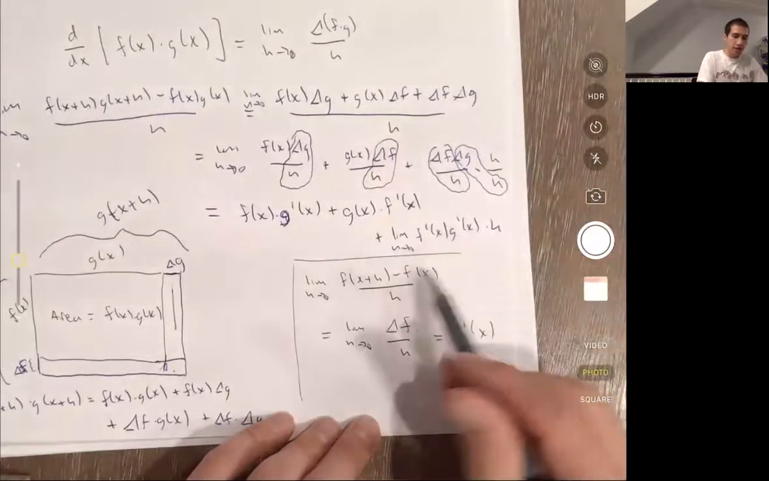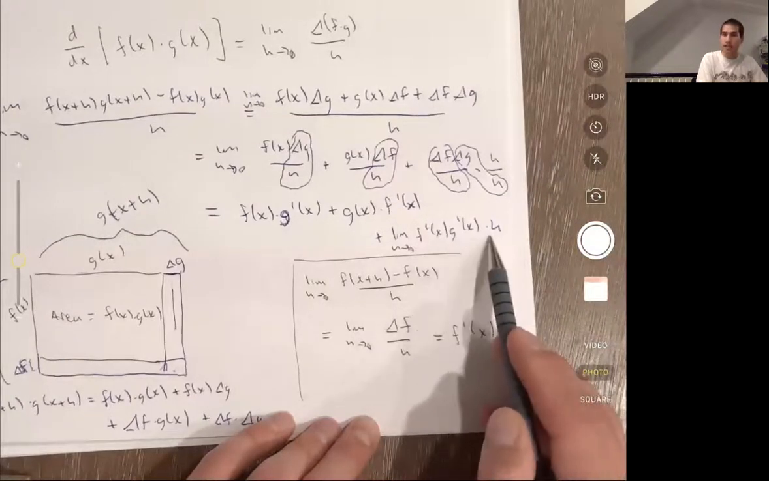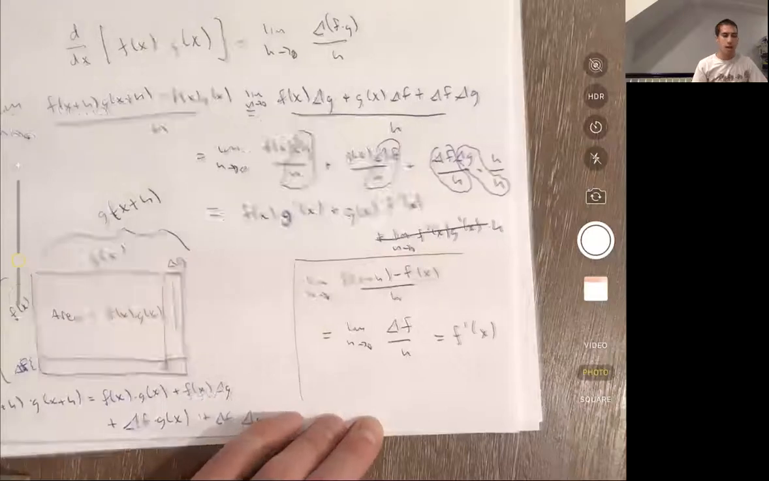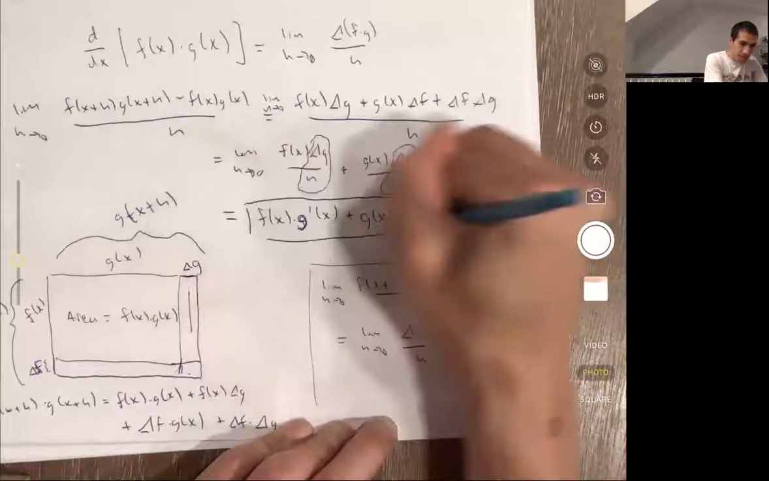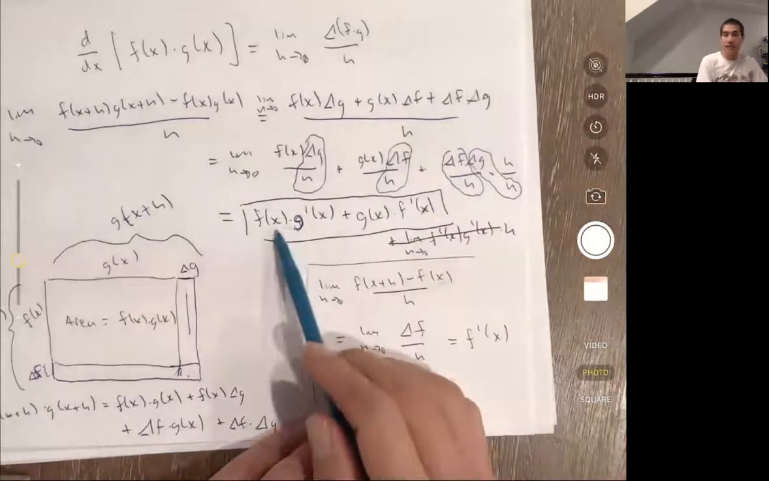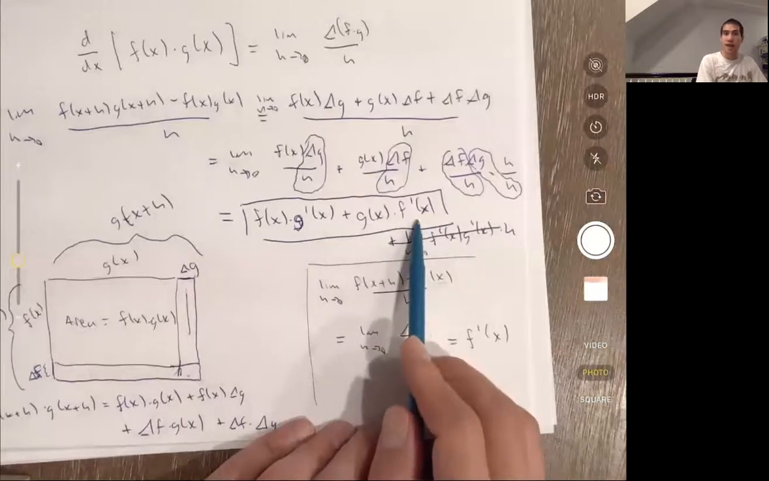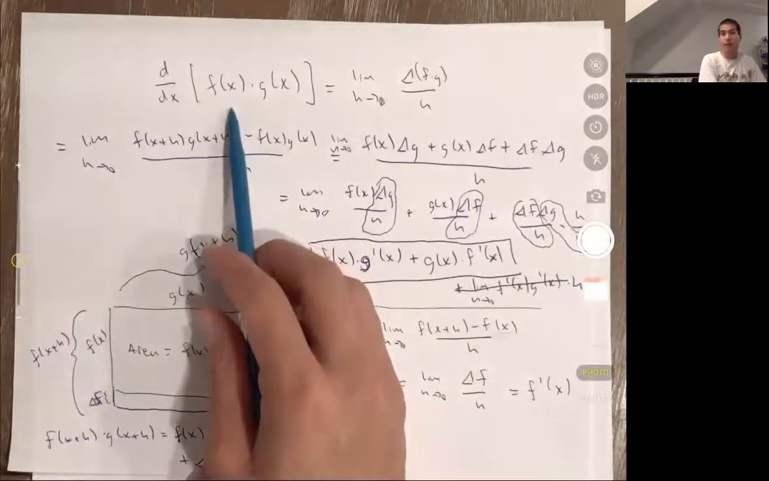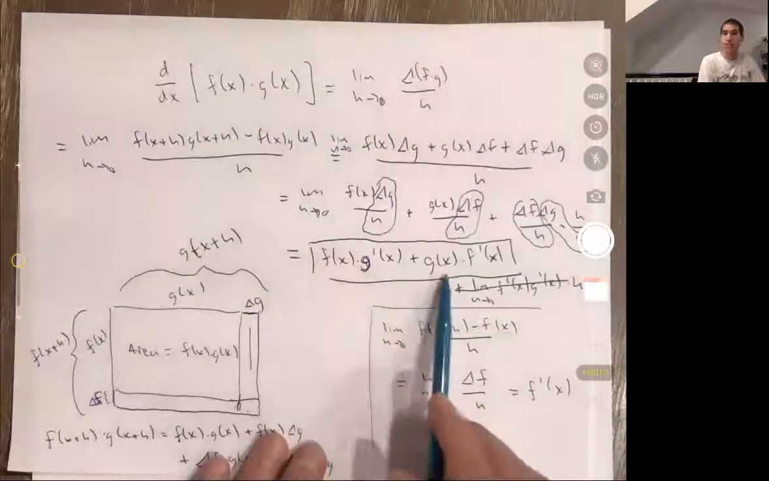And now this term, the derivative of f is something, the derivative of g is something, and now h is going to 0. So it's some number times something going to 0. So this term actually just goes to 0, so I can get rid of it. And so my derivative here is f of x times the derivative of g plus g of x times the derivative of f. And this is called the product rule. So I can use this to take the derivative of the product of any functions. This is true for whatever the functions are, as long as these derivatives make sense.